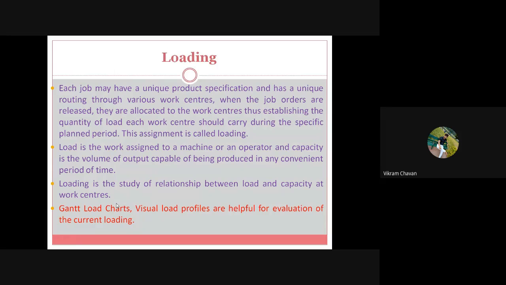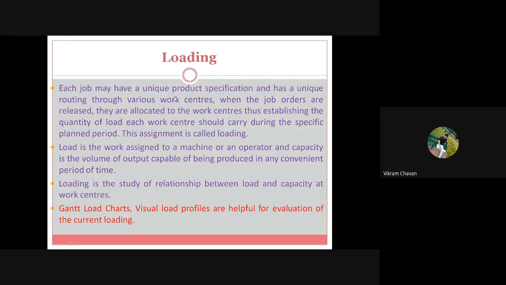So there are n number of operations, and the production center has the facility for a number of operations. These facilities are provided on different kinds of machines. So each job should not be transferred through all the machines, because every job does not require every operation. Each job may have a unique production specification and a unique routing through various work centers.